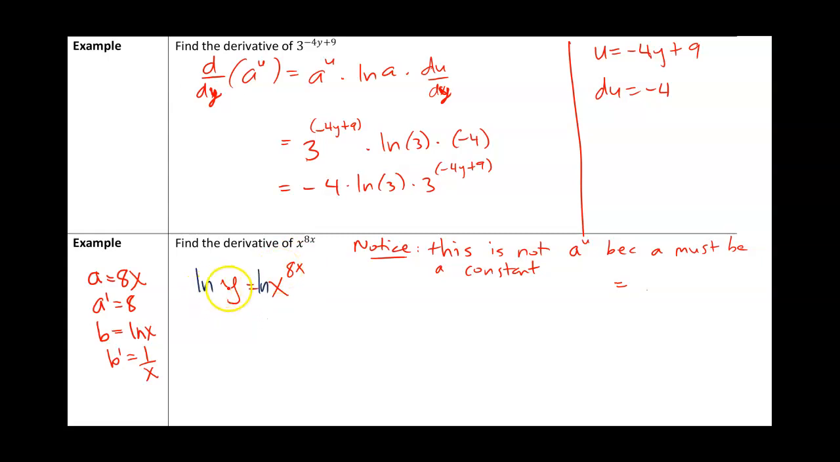The natural log of y and the natural log of x to the 8x. Now, why do we do this? Because there's a property that if you have the natural log of x to the 8x, where 8x is the exponent, that exponent comes down, and that only happens for natural logs. So we're going to get ln y equals 8x times ln x.